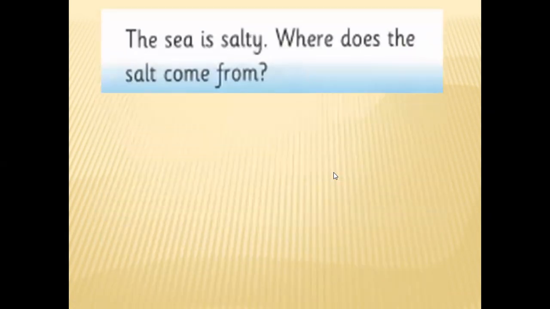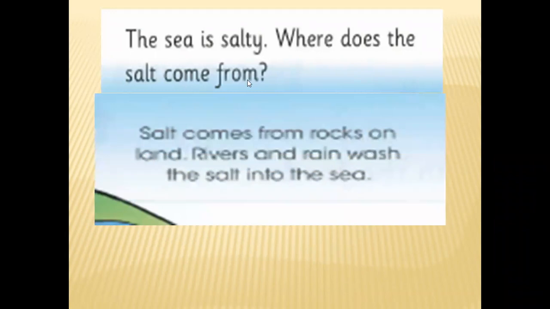So when we see the first question, the sea is salty. Where does the salt come from? Salt comes from rocks on land, and river and rain wash the salt into the sea. This is the first thing about where the salt comes from. First one, salt comes from the rock on the land and it reaches the sea by river and rain wash the salt, and it takes the salt into the sea.